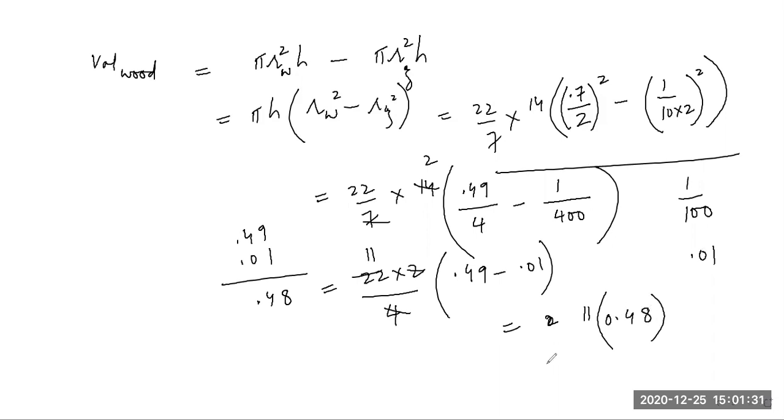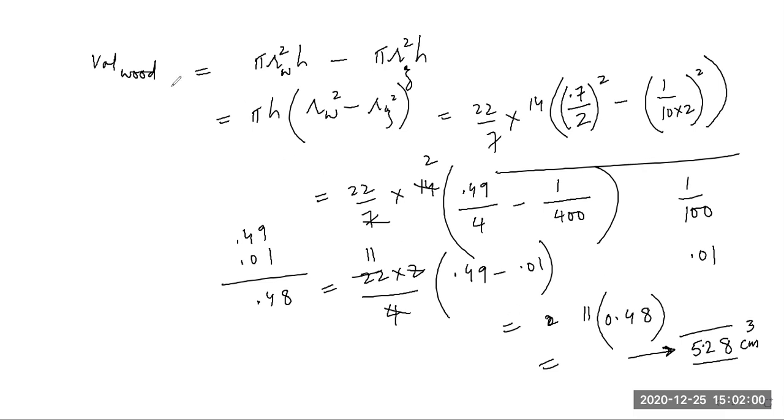So this is equal to 44 into 0.48, which is 5.28. Don't say just 5.28. I've talked to you so many times. 5.28 what? Centimeter cube. Is it the right answer? Oh, with the grace of God, it's right.